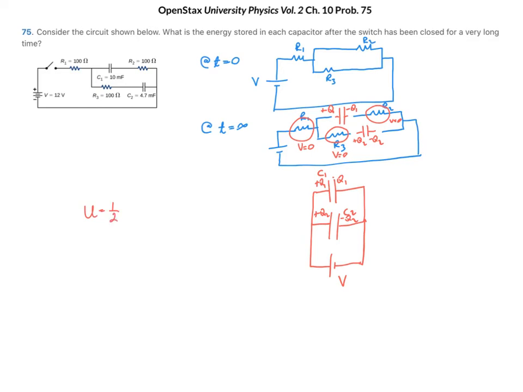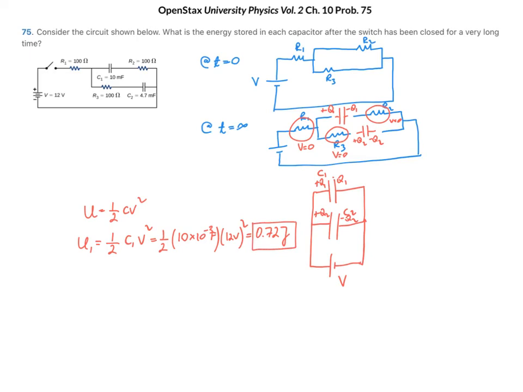Energy is 1/2 CV squared. So the energy stored in capacitor 1 is 1/2 C1 V squared. So that is 1/2 times C1, which is 10 microfarads, 10 times 10 to the negative 6 farads, times the voltage, which is 12 volts, and we have to square that, and we get 0.72 joules.